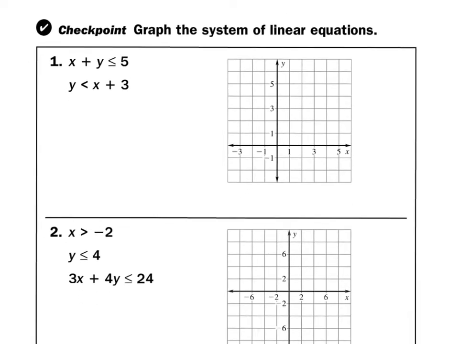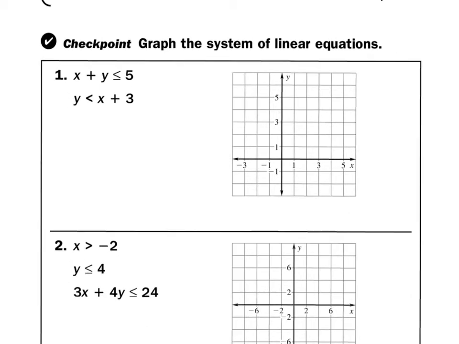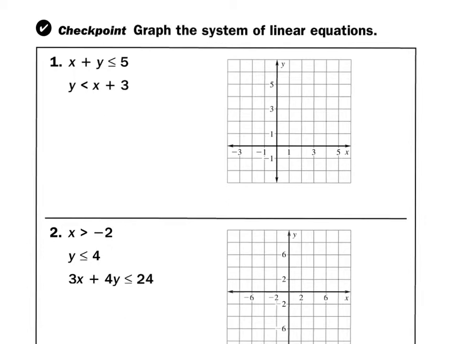For our checkpoints, number 1 just has 2 linear inequalities that we're going to graph. So for number 1, let's solve the first one for y. That's going to leave me with y is less than or equal to 5 minus x. To graph that, that's going to have a y-intercept of 5 and a slope of a negative 1, meaning we're going to go down 1, right 1, down 1, right 1. This is going to be a solid line because it's or equal to.